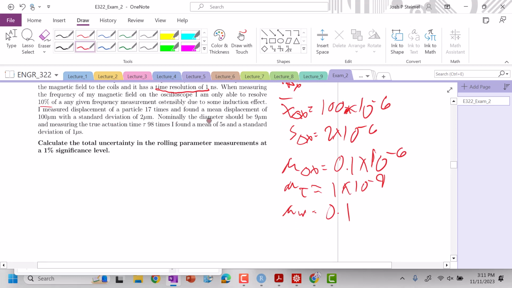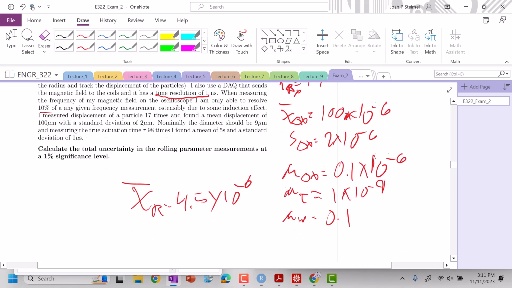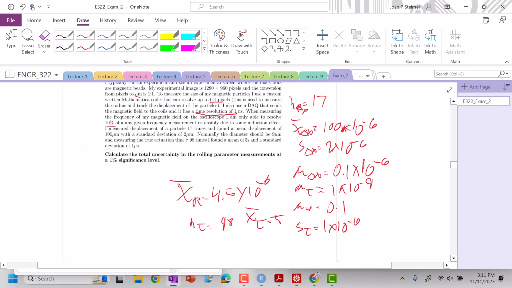Nominally, the diameter, so x bar of my radius, should be equal to 4.5 times 10 to the minus 6. We're not given any information about that measurement here in r. The actual tau, so number of tau is equal to 98. My x bar tau is equal to 5. My s of tau is equal to 1 times 10 to the minus 6. Calculate the uncertainty.